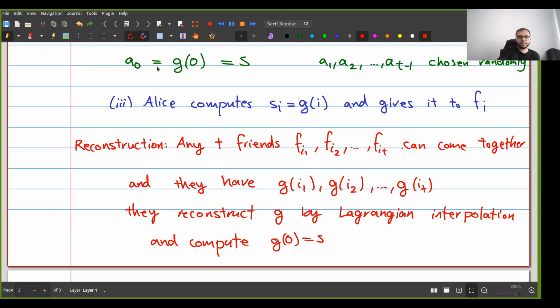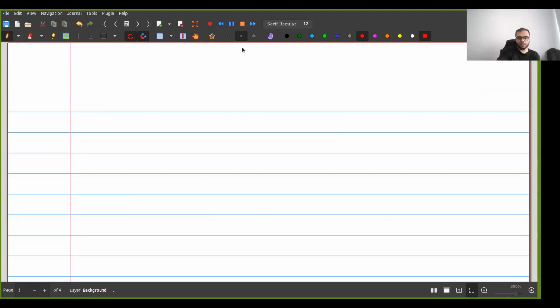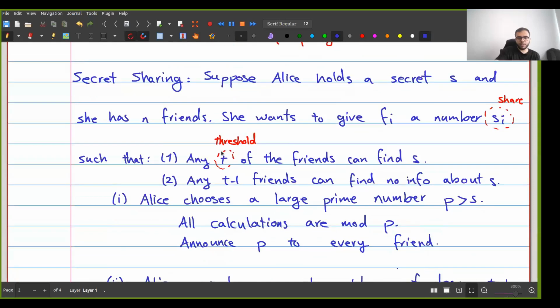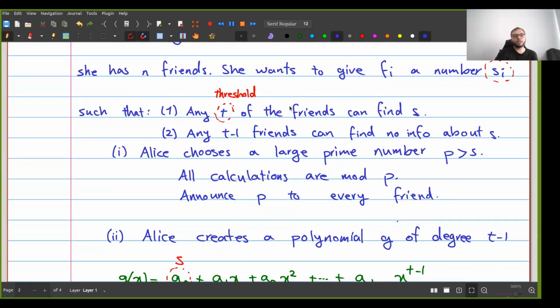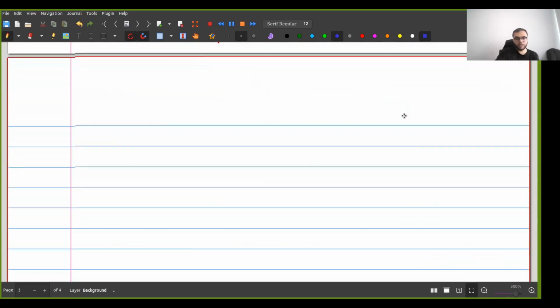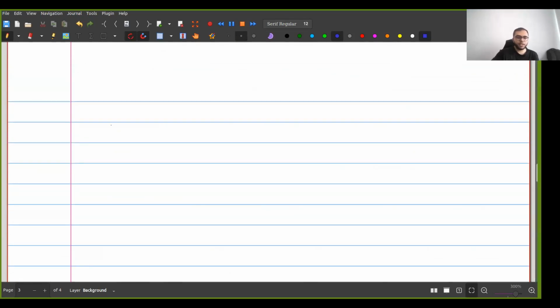Now let's see what happens if T minus 1 of my friends come together. Because remember, I wanted to have two properties. I wanted to make sure that any T of my friends can find my secret. And I also wanted to make sure that if fewer than T friends come together, they can find no information at all about the secret. Okay? So to have the second property, let's say T minus 1 friends come together. So consider T minus 1 friends.